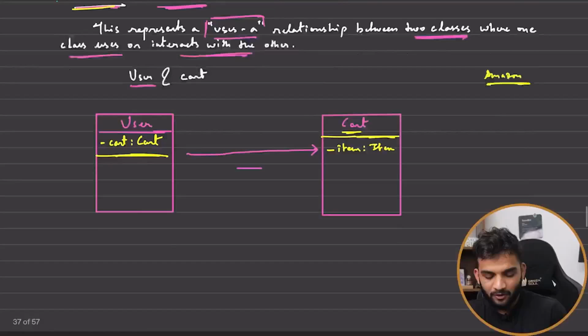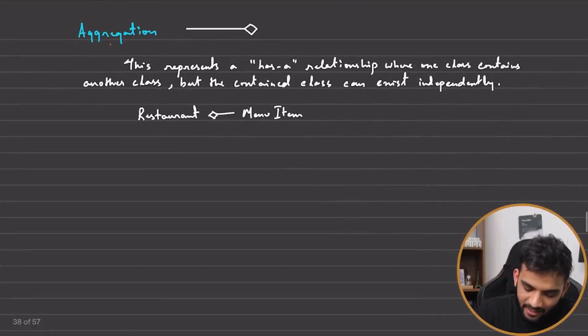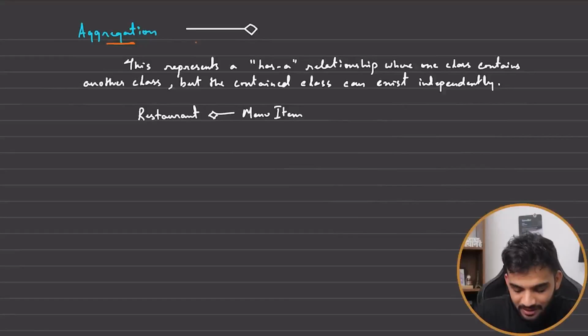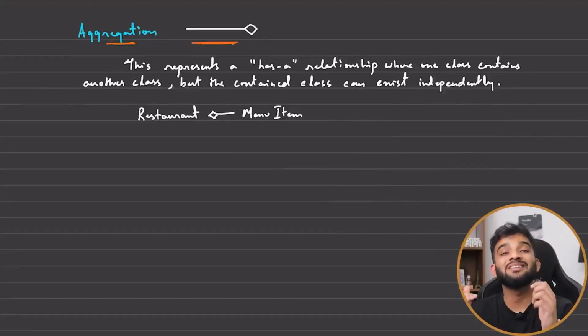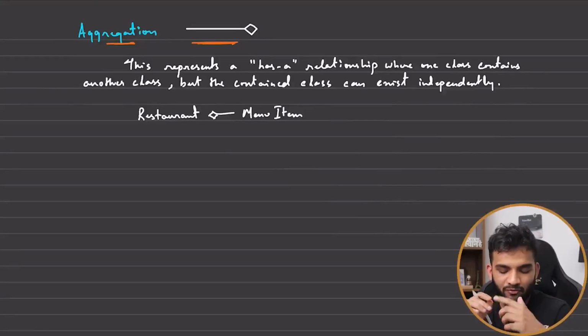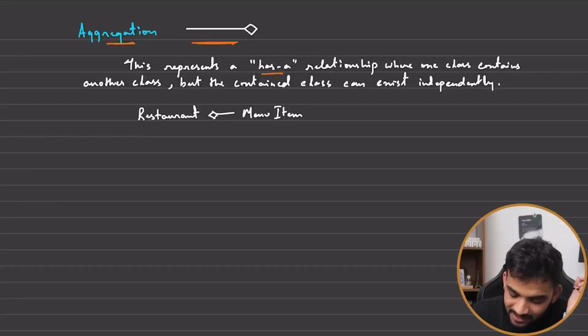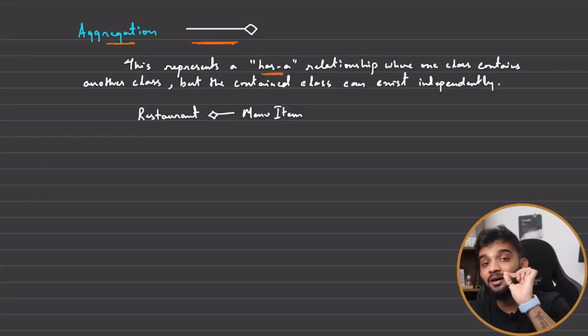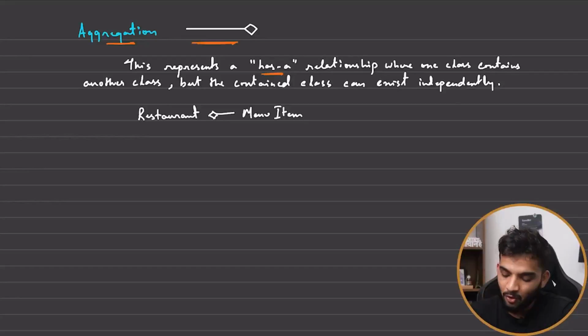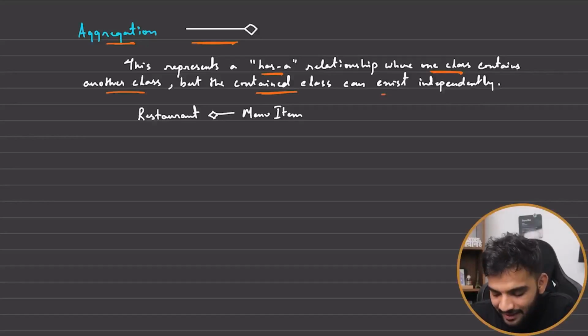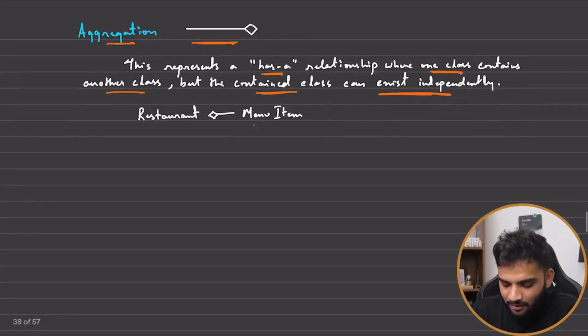Perfect. Let's move on to the next one, which is aggregation. Aggregation is represented with this particular symbol. What is the definition of the aggregation principle? It represents a has-a relationship. Very important. A has-a relationship where one class contains the other class, but the contained class can exist independently. What does it mean? Something like a menu item, right?